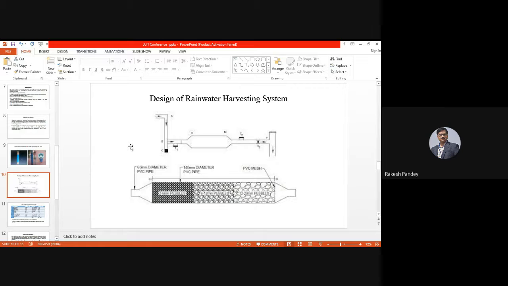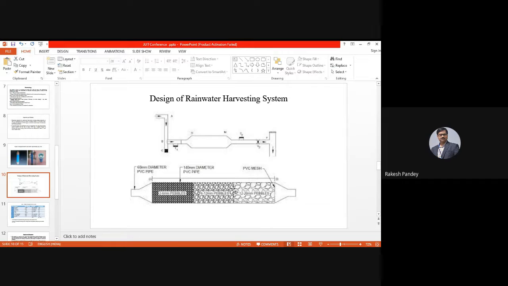First, this system is fitted in such a way that the water collected from the rooftop will come through a PVC pipe, and then it will pass through this rainwater harvesting system, which is around 1 meter in length. And we have arranged the coarse aggregate in such a way that at the bottom, the lower stream side, we have used coarse aggregate of 12 to 20 mm in size, approximately 1 foot.